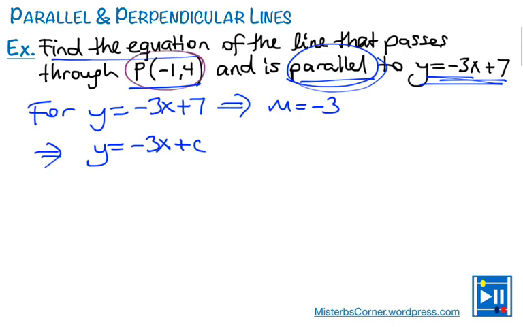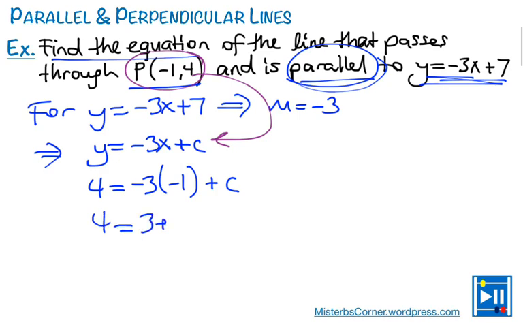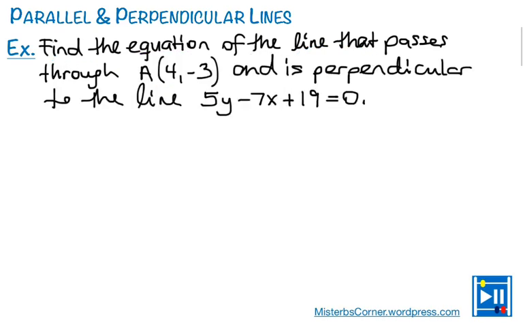At that point, I'm going to substitute the coordinates of P into this equation. So it's going to be 4 equals minus 3 times minus 1 plus c. This is 4 equals 3 plus c, so c is 1. And now I can write my equation, y equals minus 3x plus 1. So this is the line equation that I'm asked to find.